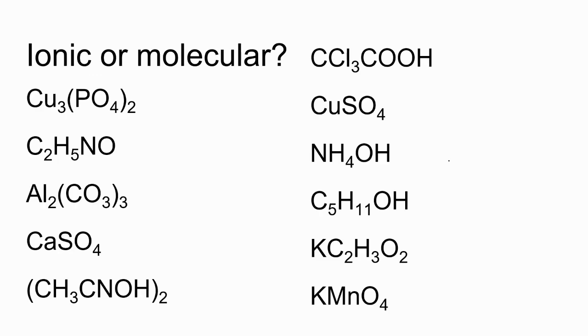Okay, all right. So the trick here is, if it has a polyatomic ion and a metal, then that's going to be ionic. If it's two polyatomic ions, then that's also going to be ionic.